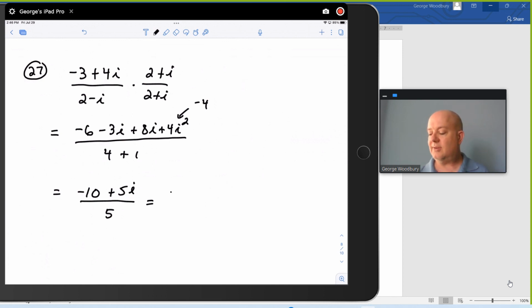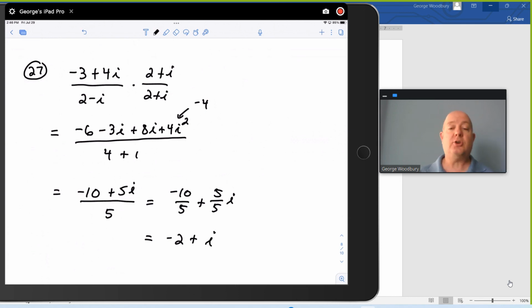So I can write this as negative 10 over 5 plus 5i over 5. Negative 10 divided by 5 is negative 2, plus 5 divided by 5 is 1, 1i, or simply i. I could have divided the 5 out of all three terms in the original fraction. Negative 10 divided by 5 is negative 2. 5i divided by 5 is 1. 5 divided by 5 is 1. We'd get to the same place.